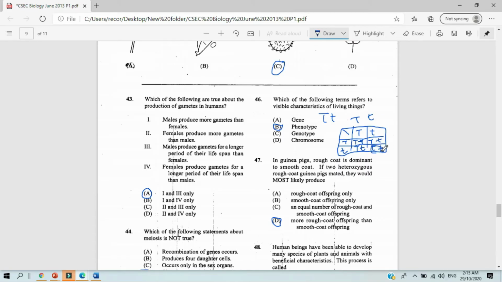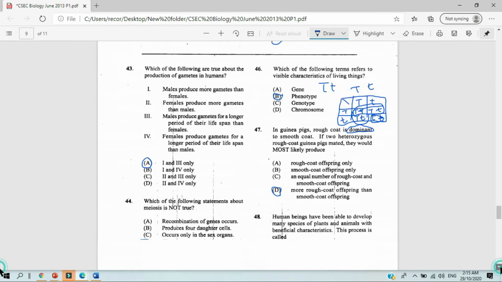So this is recessive, so this one won't have rough coat. But the rule of inheritance of dominance states that once the allele for the dominant trait is expressed, then the organism will come with that phenotype. So here we are having all these three, they are going to be having rough coat. So let us see what answer I chose. So D, more rough coat offspring than smooth coat offspring. Good. So there we have only one smooth coat and 3 rough coats. So 47, your answer is D. 48.